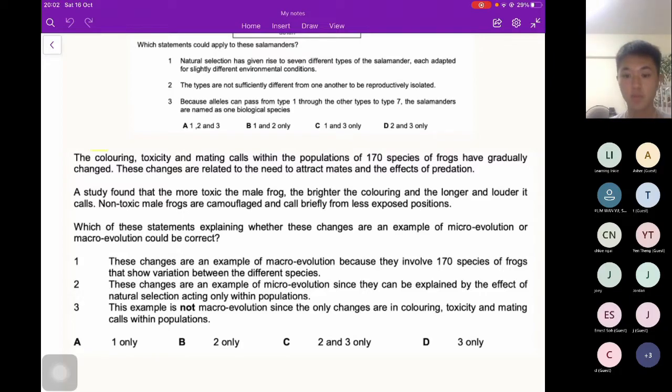So first we have to identify whether this is micro or macro, and it is confusing because it is either or, right? So if you look at the options, immediately you will know that the answers are either A or C, because A means that this entire question is talking about macroevolution. Option C means that this entire question is talking about microevolution. B and D choose 2 and 3, right? And because 2 and 3 are both microevolution explanations, therefore B and D are both wrong.